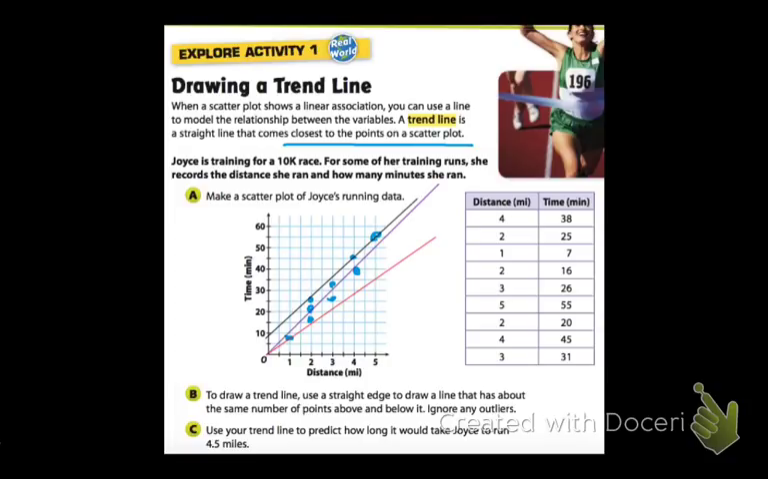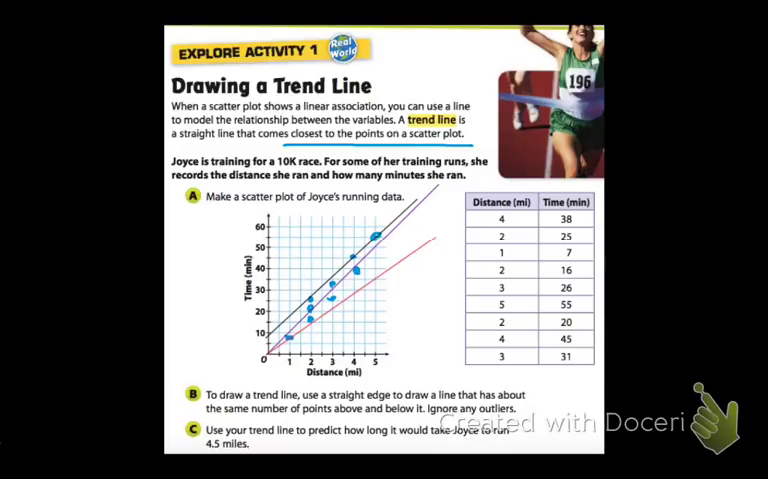Okay, then let's look down at my red line. That's the one that I drew second. My second line, my red line, does again touch 2 of my points, but then the rest of my points are above it. So it is again not in the middle. It does not have points both above and below.